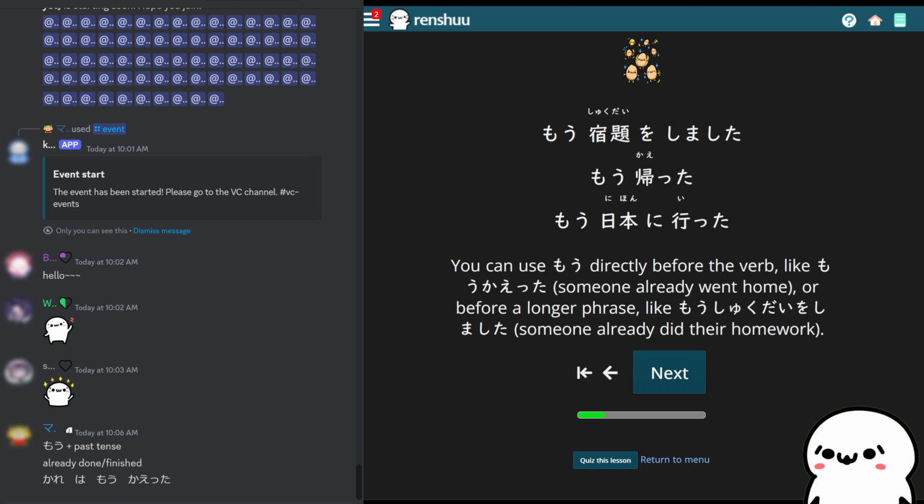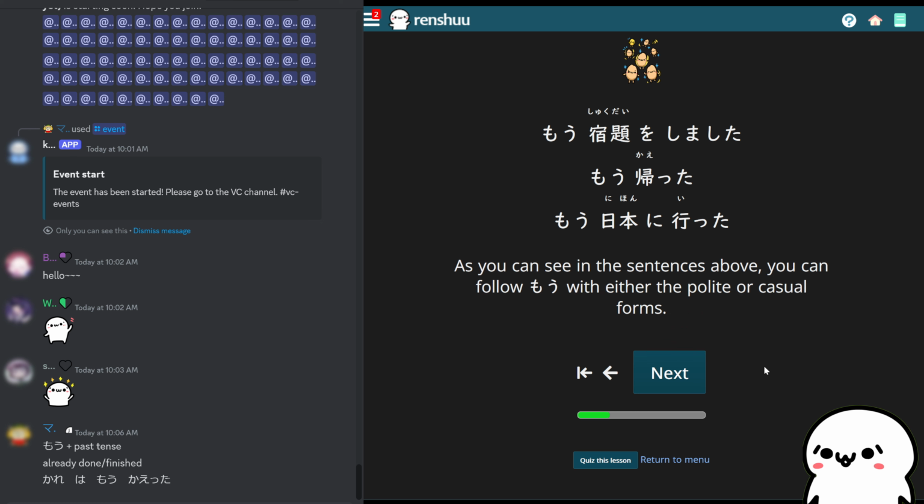Now, you'll notice that with these sentences, the first one is polite. The second two are casual. Mo in and of itself does not have any politeness attached to it. It's not polite or formal or casual or any of that. So you can use it with whatever form you need, and you can use it with much more complex sentences than this.